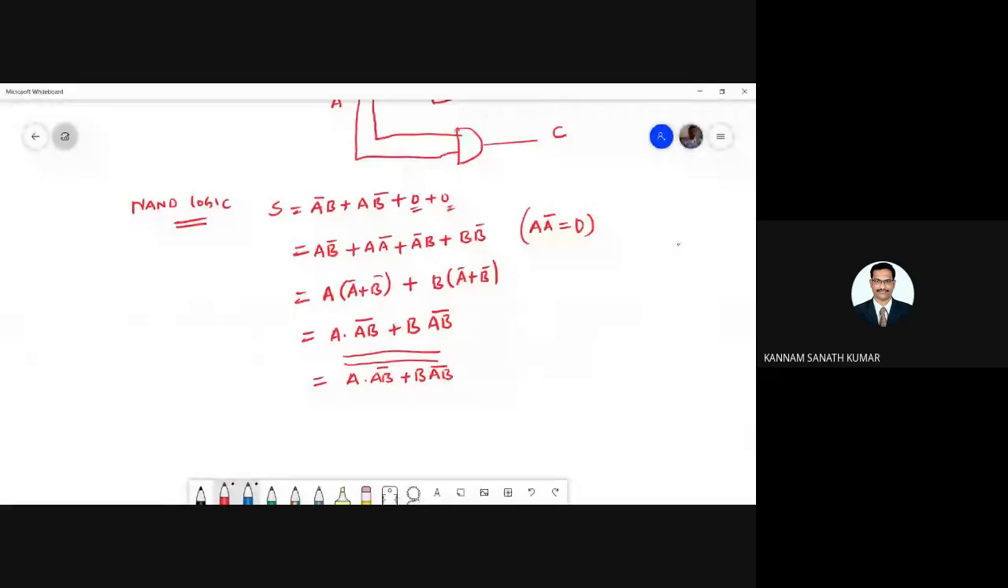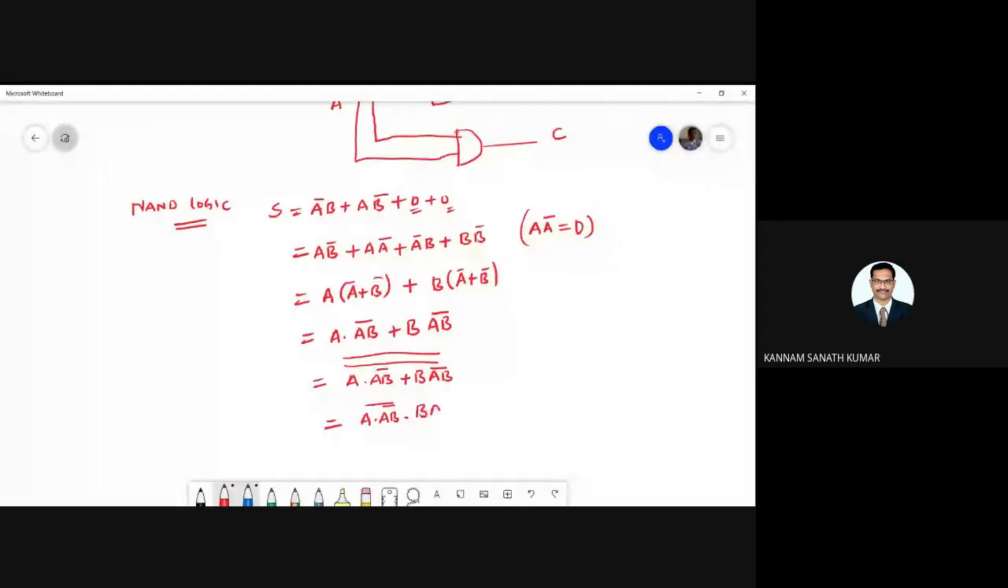Again, I'm applying De Morgan's law. So what you are getting is A into AB bar, whole bar, and B into AB bar, whole bar. So you got this expression. And what is C? C equals AB. This one you can write as AB bar, whole bar.